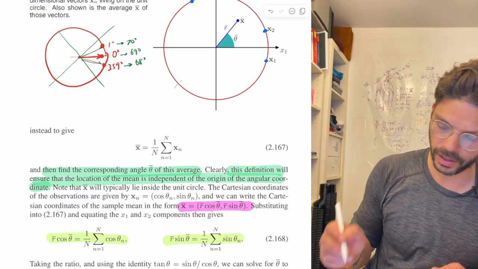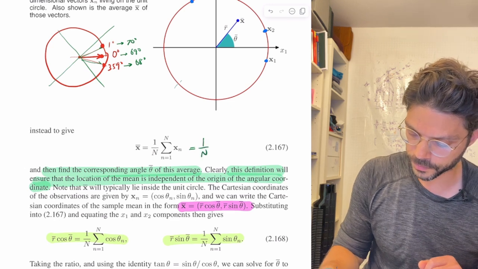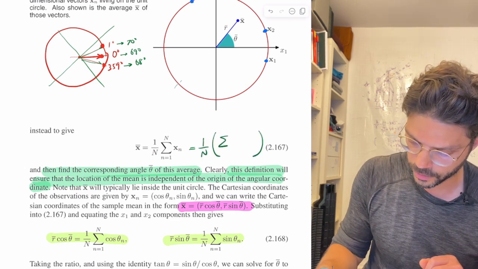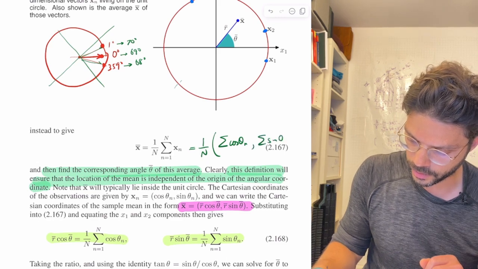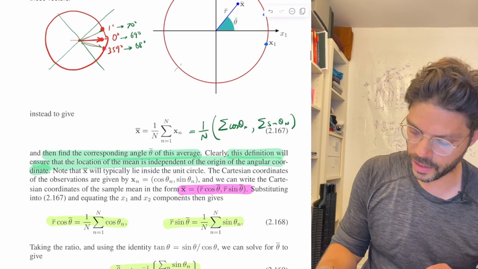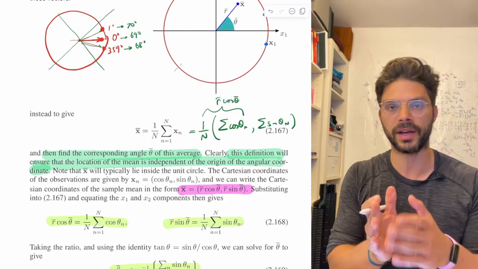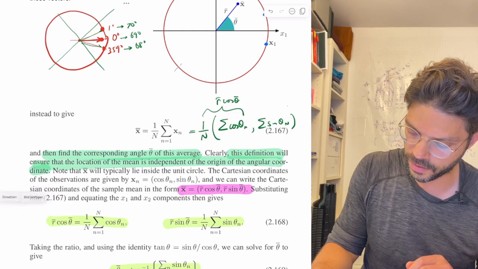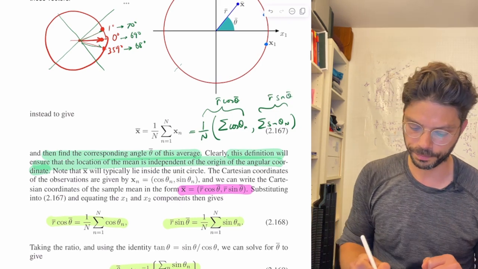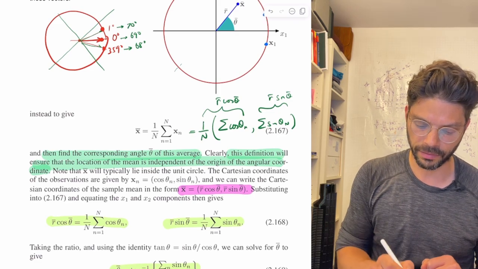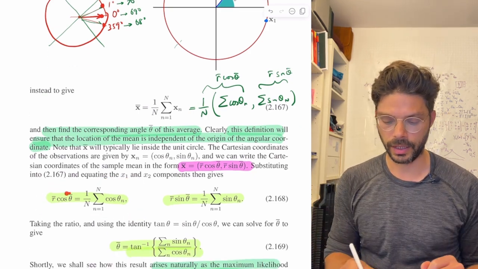Essentially what he's done here is, this is going to equal 1 over n times the sum of cosine theta_n, and 1 over n times the sum of sine theta_n. And we've said that the first is r bar cosine theta bar, the x coordinate of the average, and the second is r bar sine theta bar. So we just equate those, and that's what we have here. That's how we solve for this theta bar.